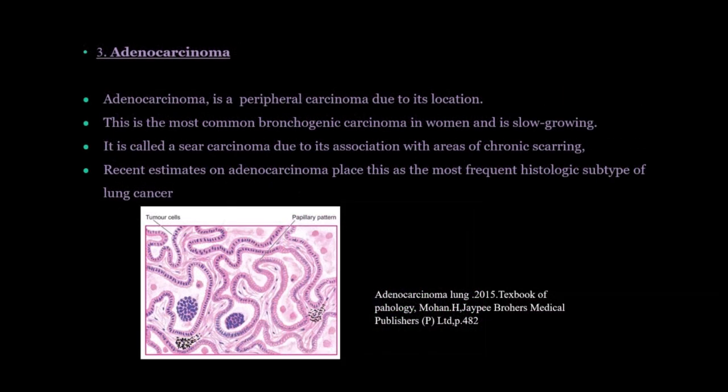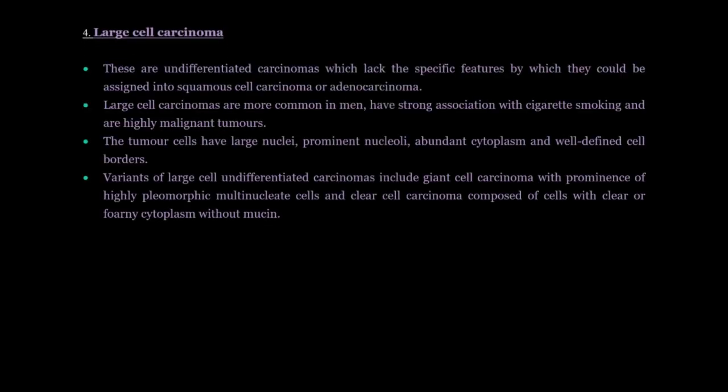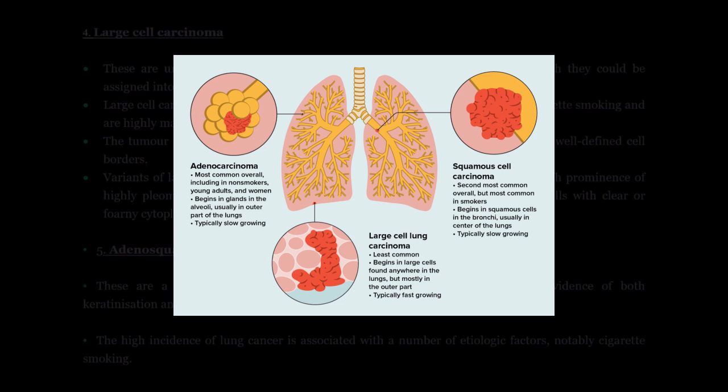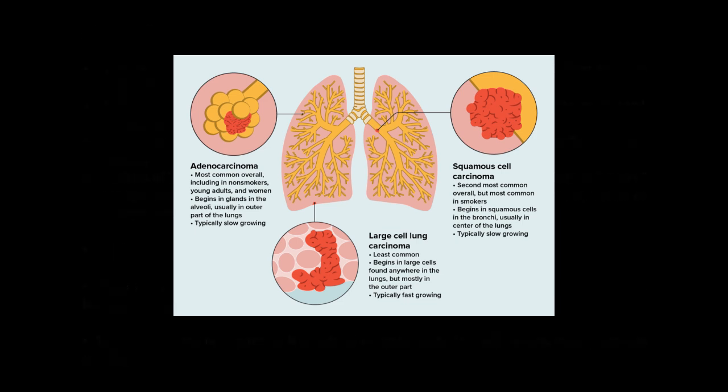Adenocarcinoma is a peripheral carcinoma that occurs mostly in women. It is slow-growing and is called a scar carcinoma due to its association with areas of chronic scarring. The recent estimates place this as the most frequent histologic subtype of lung cancer. Large cell carcinomas are undifferentiated carcinomas which are highly malignant tumors. They occur commonly in men, having a strong association with cigarette smoking. Adenosquamous carcinoma are small proportions of peripheral scar carcinomas having clear evidence of both keratinization and glandular differentiation.